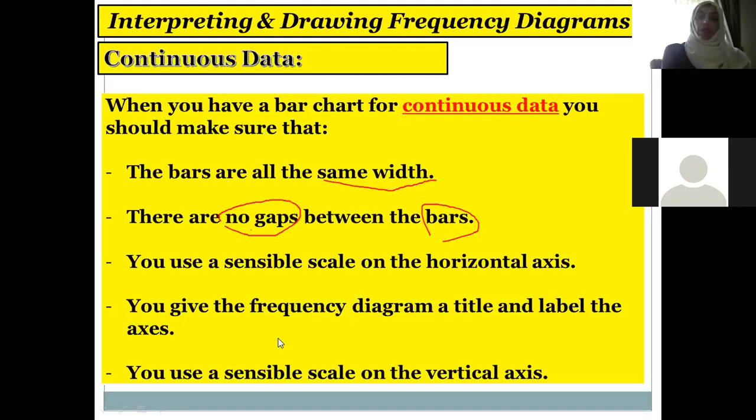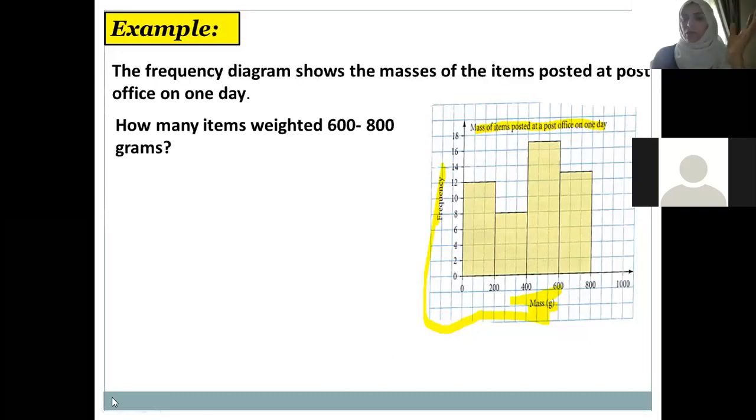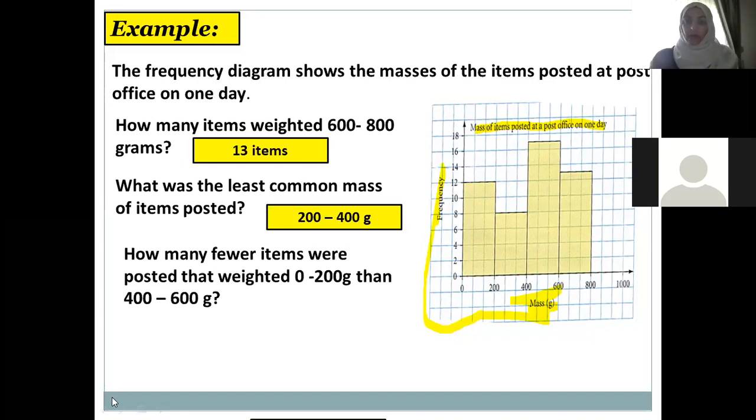Okay, so this is what we went through on Wednesday. We took this example. هذا الexample كان عن mass. We talked about the mass of post office items or whatever. We answered it also on Wednesday. تمام? We're done with that.